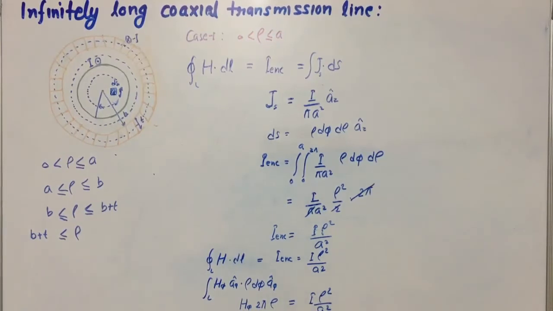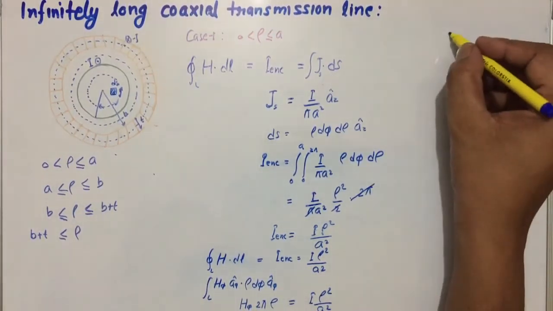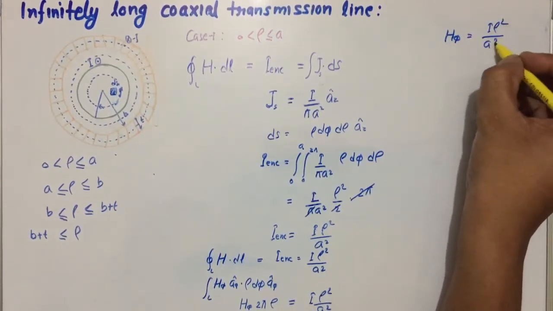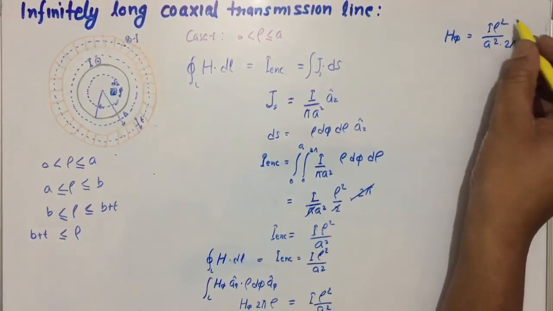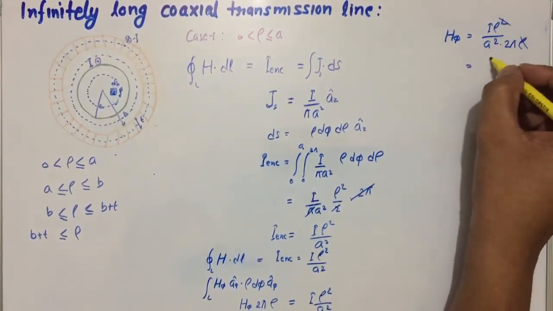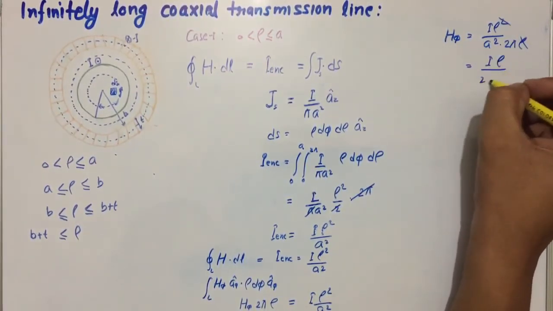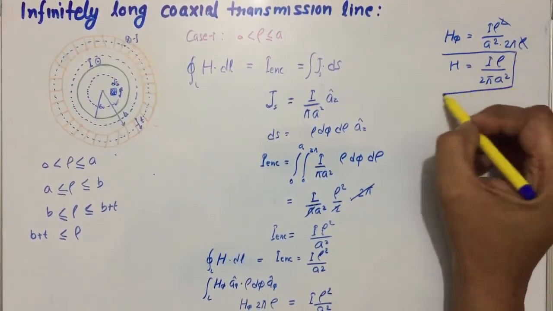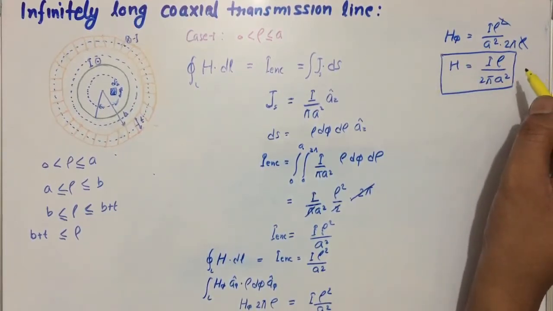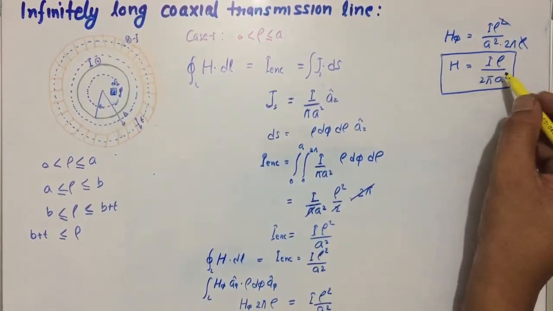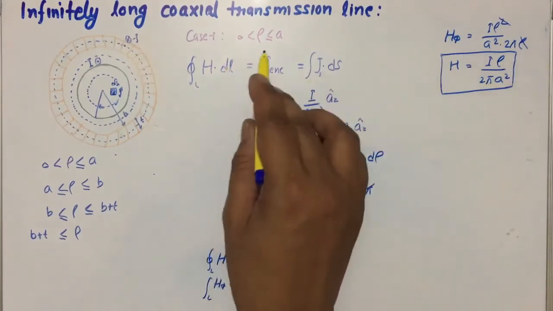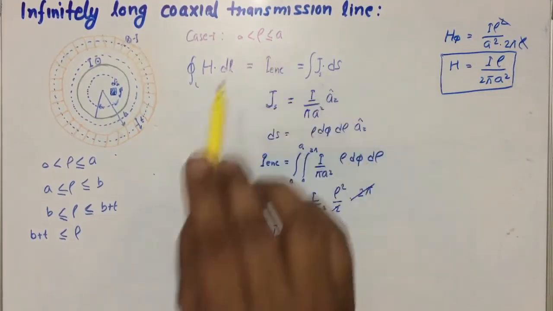By a square, and if we solve this, then we can get H phi from here, that will be I rho square by a square by 2 pi rho. Rho will be cancelled out. This will be I rho divided by 2 pi a square. This will be H, and this will be in the direction of phi, that is proportional to rho when rho is between 0 to A.